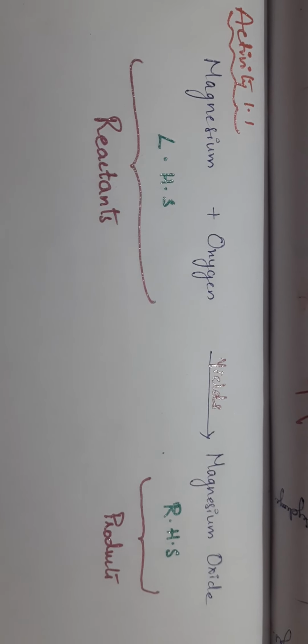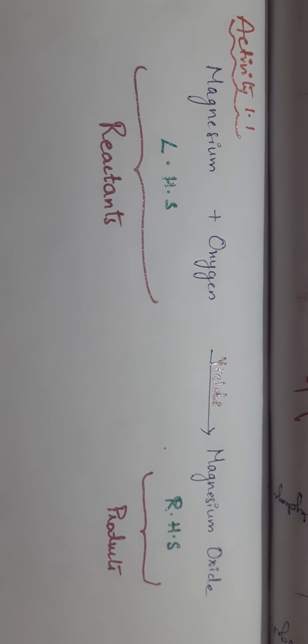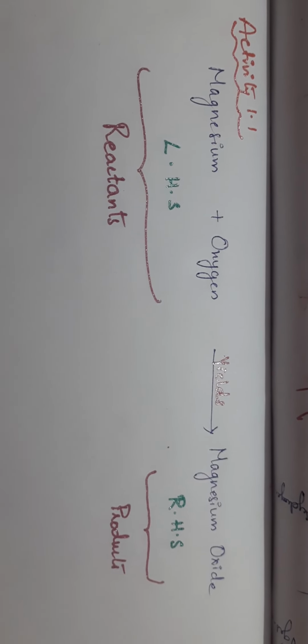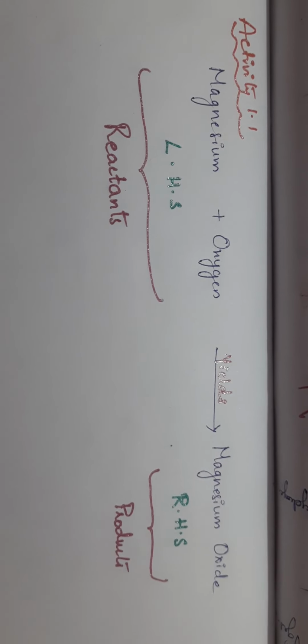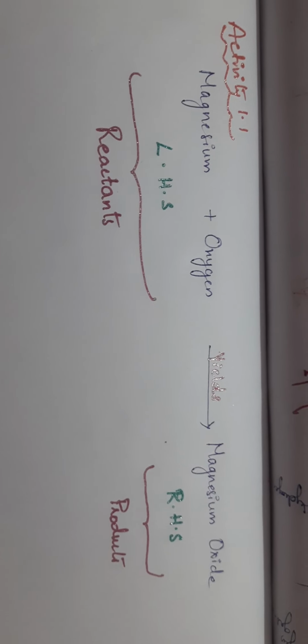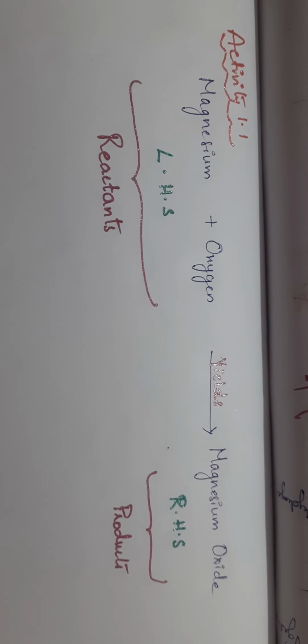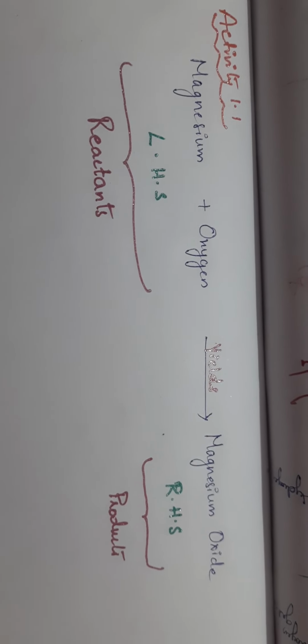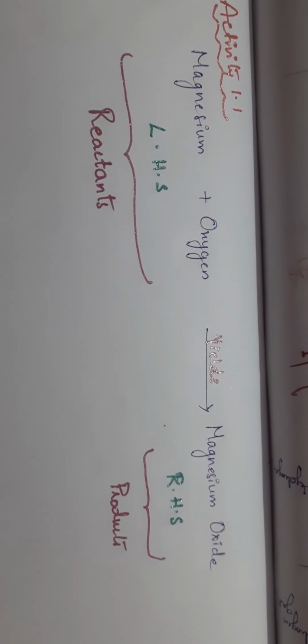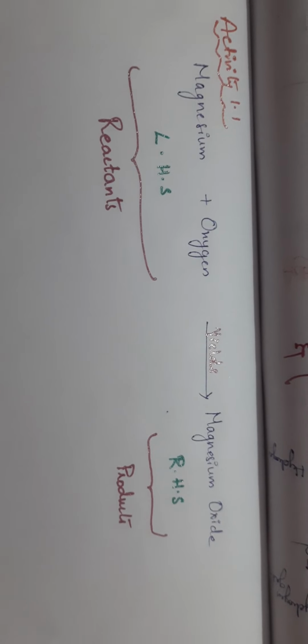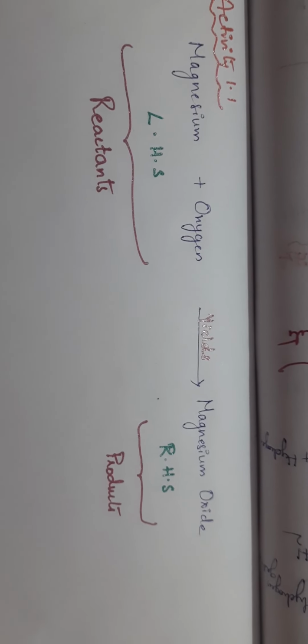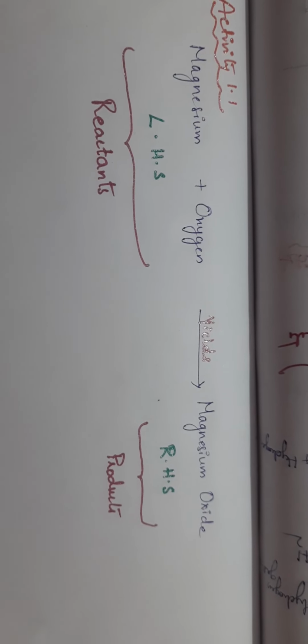So here, as per activity 1.1, magnesium and oxygen are written on LHS, that means left hand side, because they are reacting. They are called reactants. So two reactants are separated by a plus sign which states that they are combining or reacting. So they yield, produce or give rise to a product which is written on right hand side, which is RHS.